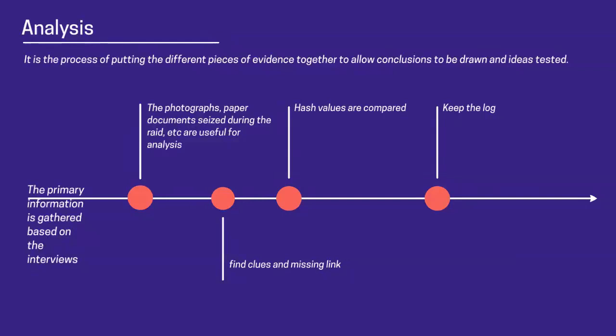Hash values are compared to find whether a duplicate or multiple copies of a file exist. If required, use decrypting software to decrypt the files if they are encrypted. The most important point in the analysis process is to keep the log of all the steps carried out during the examination and analysis phase, including the details of the keywords used, the list of search results returned using these keywords, searching methodology used while carrying out investigations, etc.